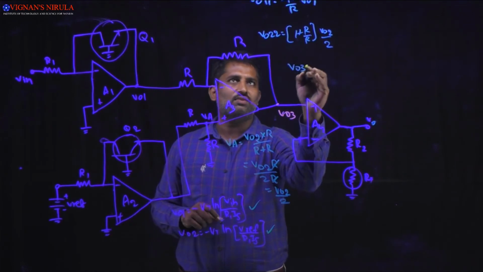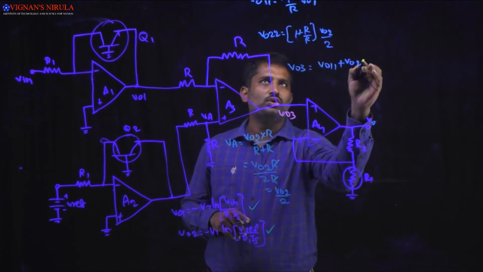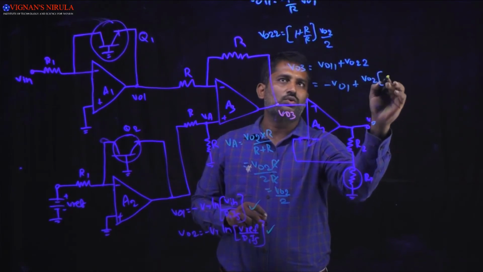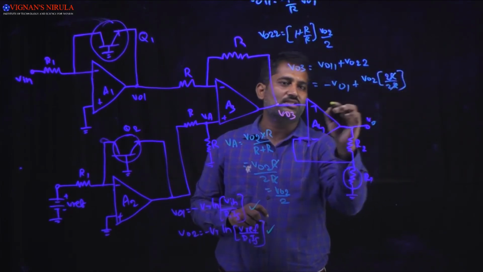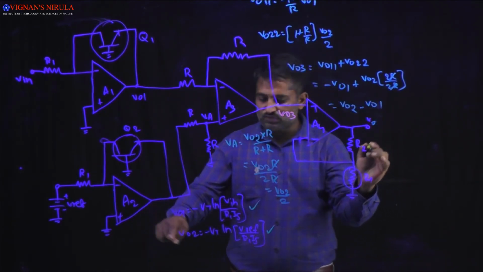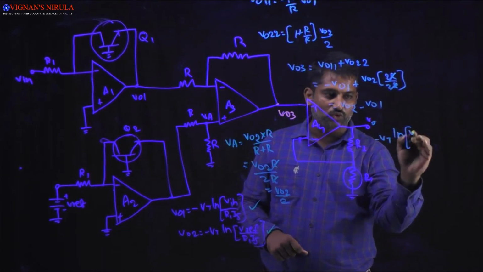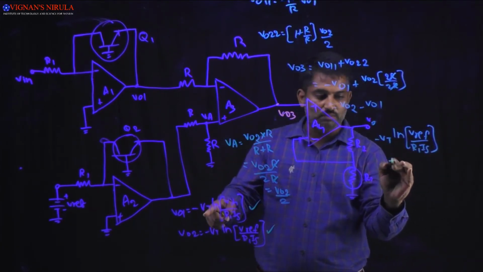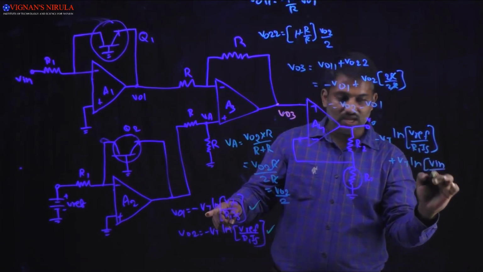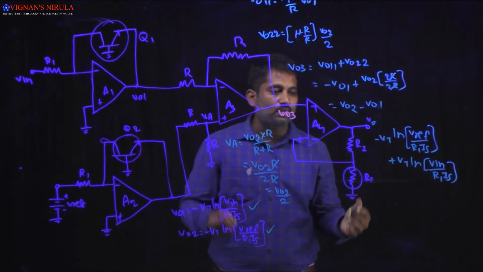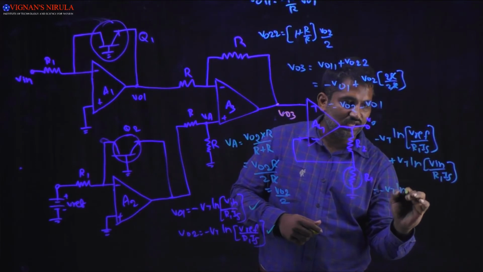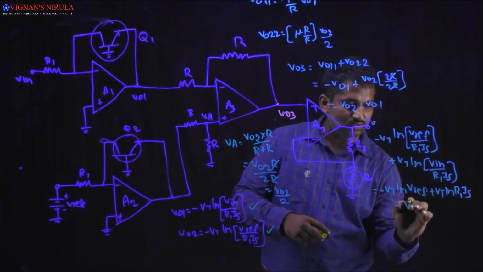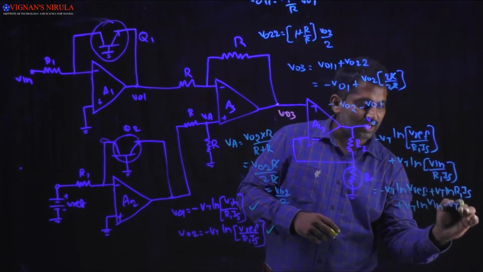Finally V03 will be equal to V011 plus V022, which is minus V01 plus 2R divided by R into V02 by 2. These 2R cancel, and we get V02 minus V01. And what is V02? V02 is minus VT into ln of V reference divided by R1 into I1S, and then minus of minus becomes plus, plus VT into ln of Vin divided by R1 into IS. Log of A by B is log A minus log B. So directly applying, minus VT ln of V reference, then plus VT ln of R1 into IS, and then plus VT ln of Vin minus VT ln of R1 into IS.